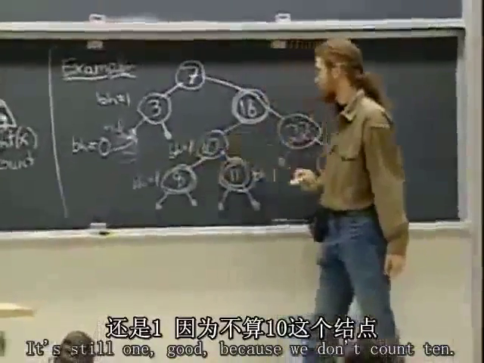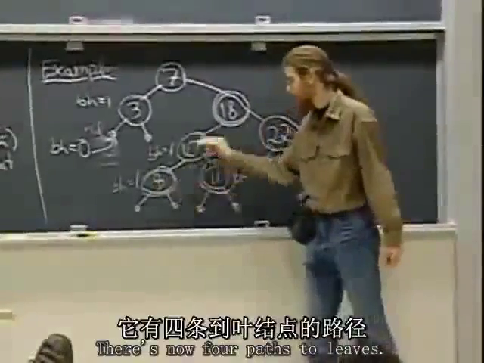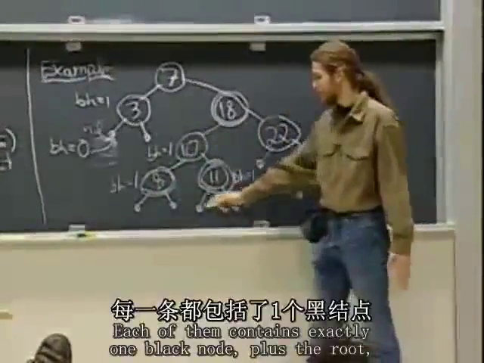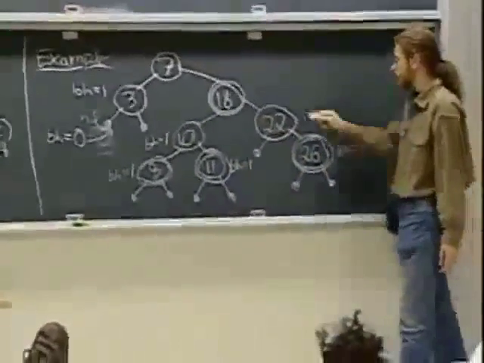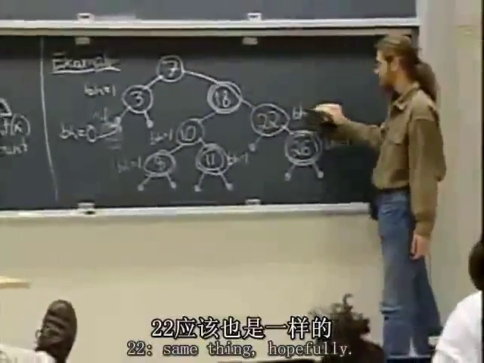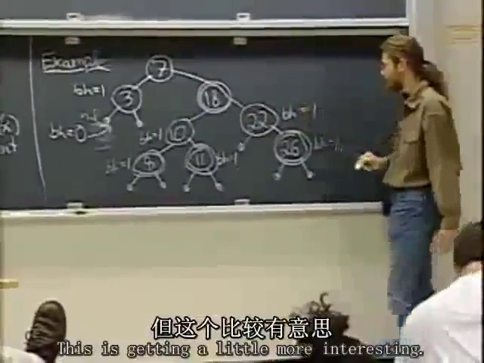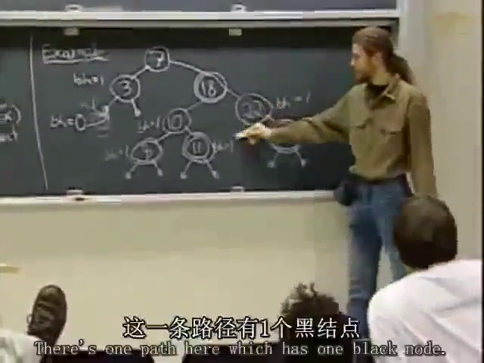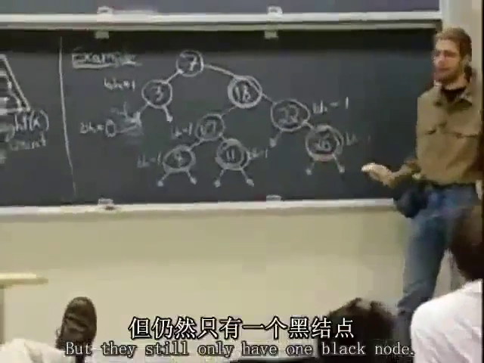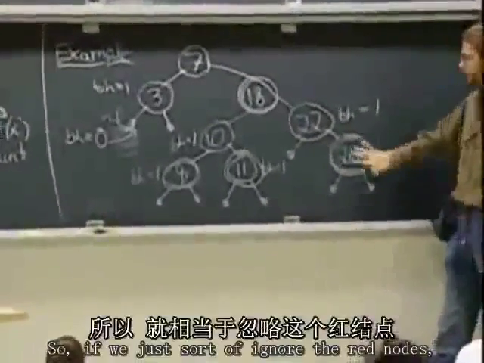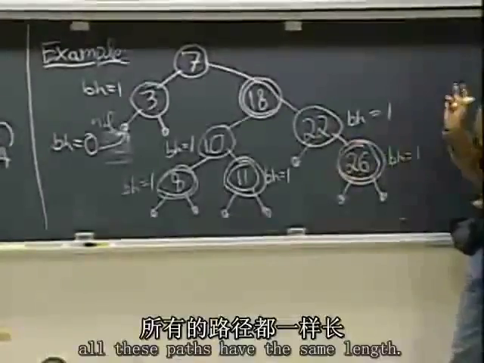We don't count 10. There's now 4 paths to leaves. Each of them contains exactly 1 black node plus the root, which we don't count. 22, same thing, hopefully. Okay, this is getting a little more interesting. There's 1 path here which has 1 black node. There's other paths here which are longer, but they still only have 1 black node. So if we just ignore the red nodes, all these paths have the same length.